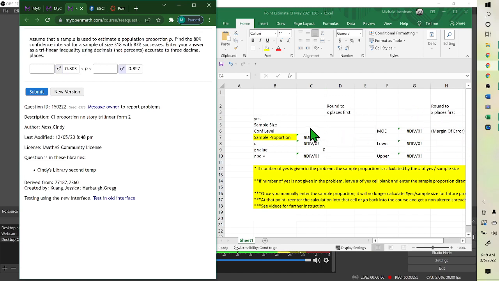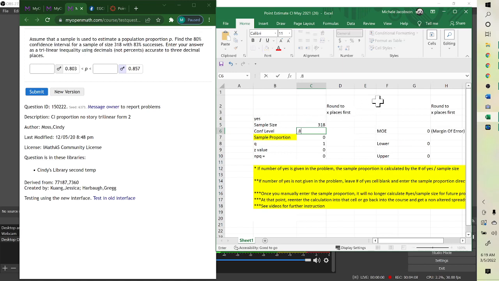Okay, so instead of the number of yeses, they gave us the proportion. So sample size of 318. Confidence level 0.8, and the proportion 0.83. Now once you plug into this proportion, you have to reopen it if you go to do another one because it changed the formula. But here's your confidence interval.